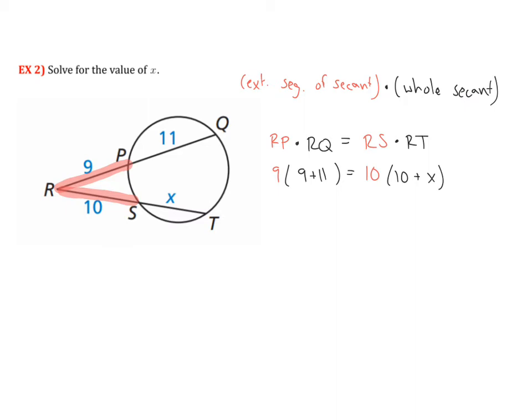All right, so on the left side here, I can go ahead and combine the like terms, which are 9 and 11 on the inside of the parentheses. This gives me 20. This is going to be equal to, and I need to distribute this 10. So 10 times 10 is 100, and 10 times X is going to be 10X. 9 times 20 is 180. This is equal to 100 plus 10X.